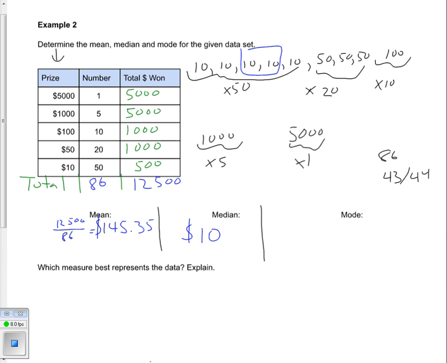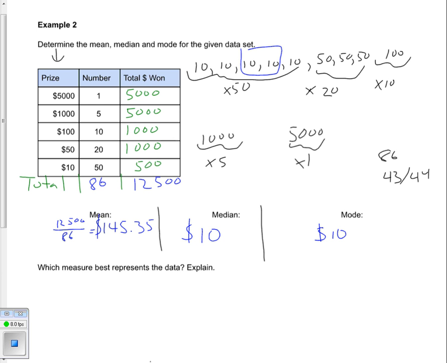The mode is the number that shows up most often. So in terms of the prize value, the dollar value that happens most often is $10. There are 50 of the 86 winning tickets that are $10 tickets. So the mode is also $10.